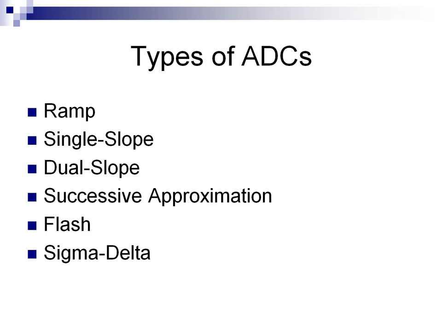There are several different types of ADCs. There's a ramp, single slope, dual slope, successive approximation, flash, and sigma delta. These are all different ways to do conversion, and some are faster than others, some are used more than others. Depending on the application or the end result, like if you want an ADC that's very, very fast, it will depend on which type is actually employed.